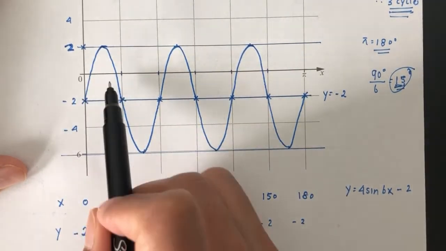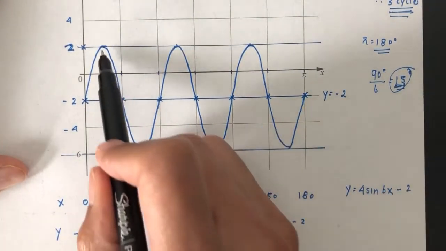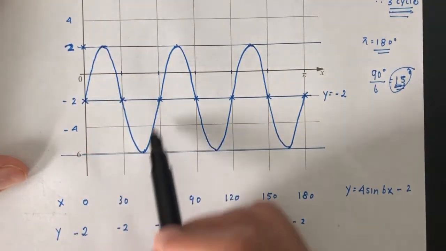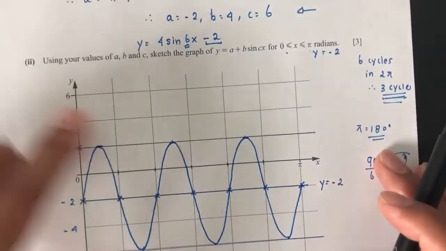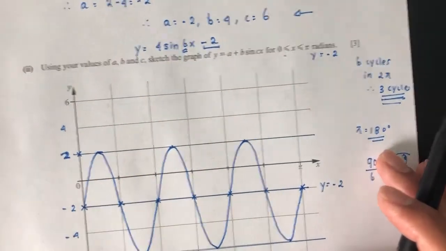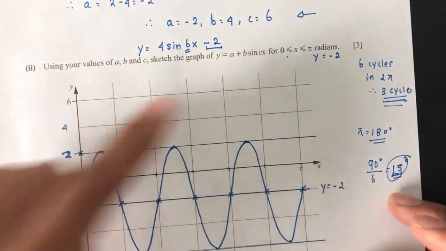So it's more like every 15 degrees there's something happening. So that's what's happening, up, down, up, down. So as you can see, we have 3 cycles, and this is your graph for y equal to 4 sine 6x minus 2.